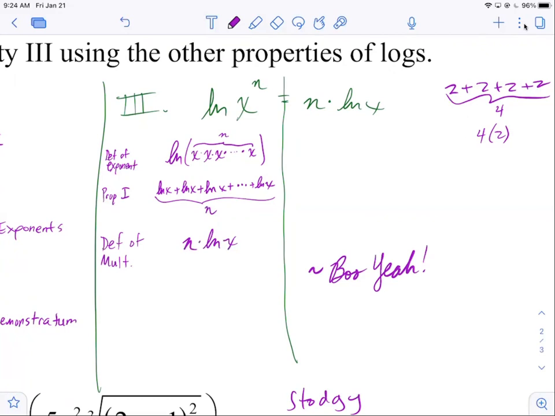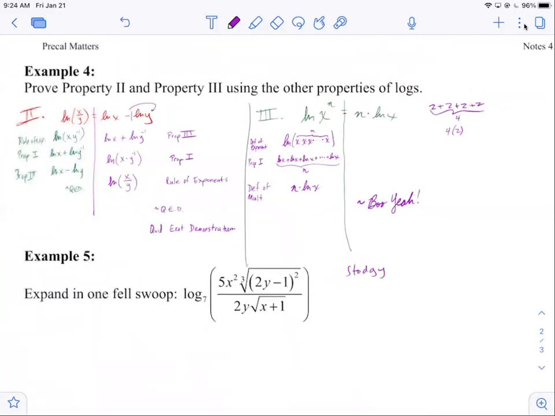That's rice sausage. Okay. So we've proven them now with variables. So guess what? That means that you can use those properties now with full faith and confidence. You know they're going to work. All right.